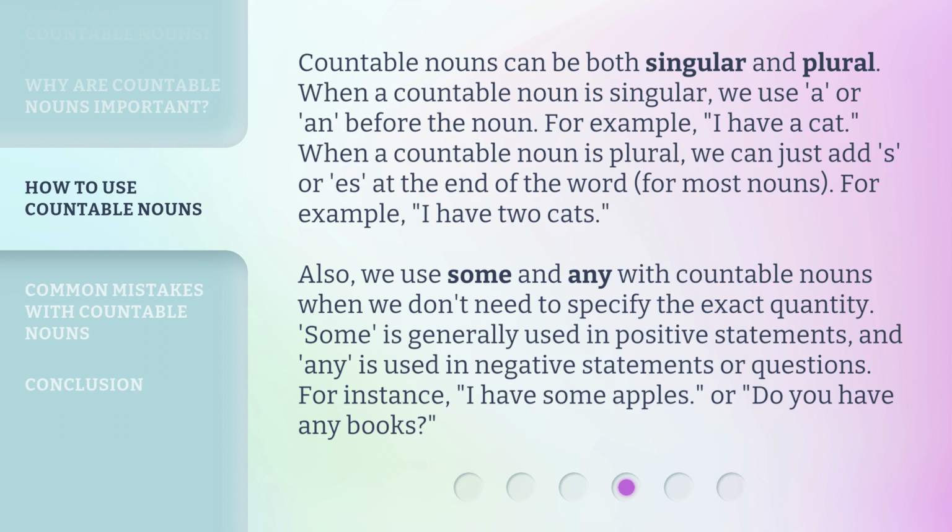Also, we use some and any with countable nouns when we don't need to specify the exact quantity. Some is generally used in positive statements, and any is used in negative statements or questions. For instance, I have some apples. Or, do you have any books?